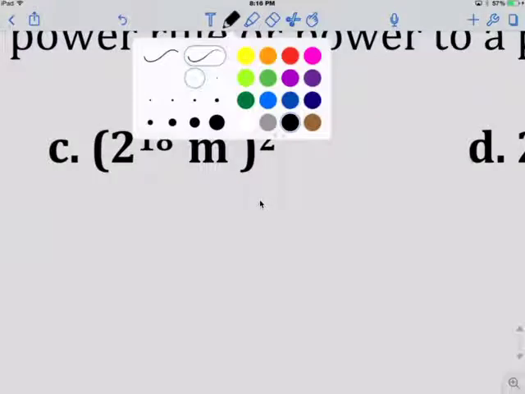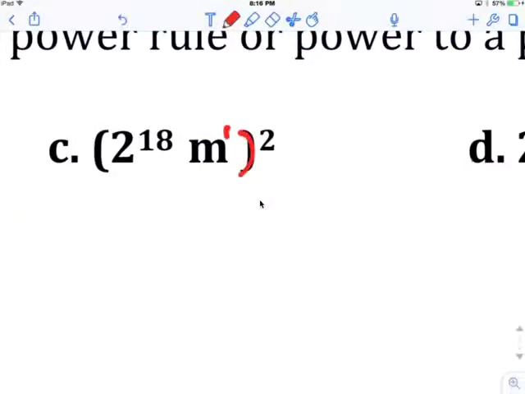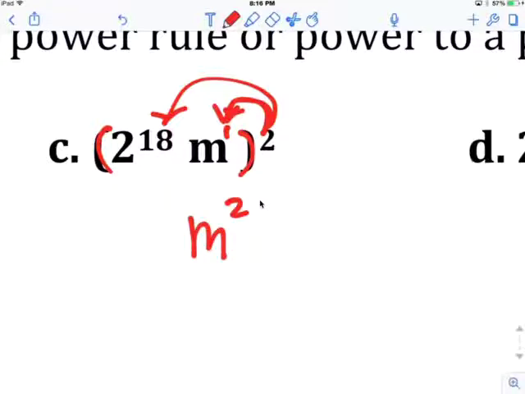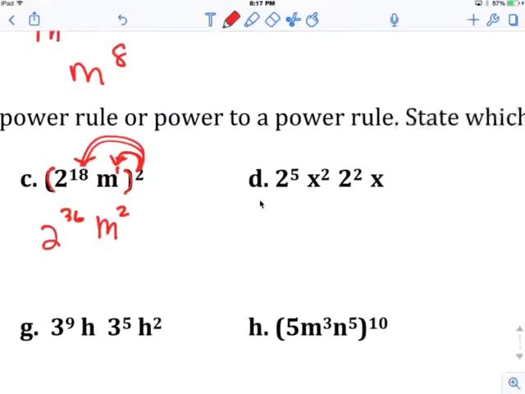This here gets a 1. You distribute because of this parentheses. Distribute here and here. This gets you a 2. This first one there, m. The second one here gets you 36. 2. Base stays the same.